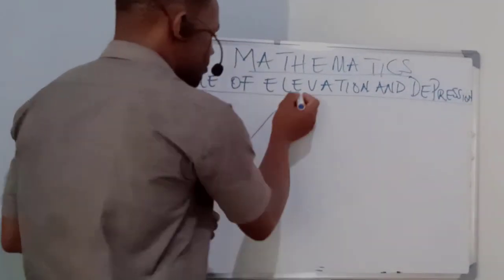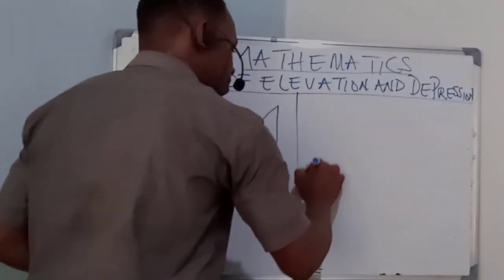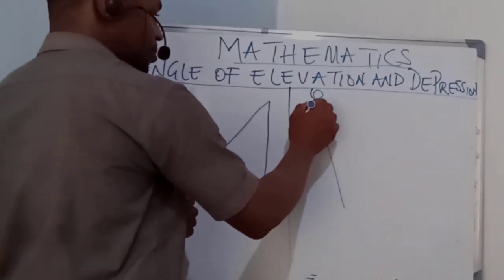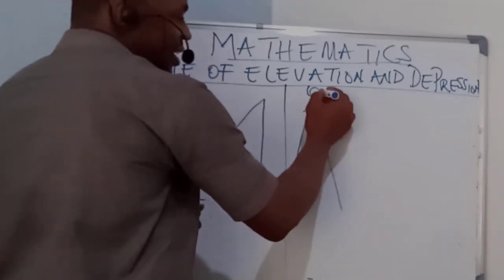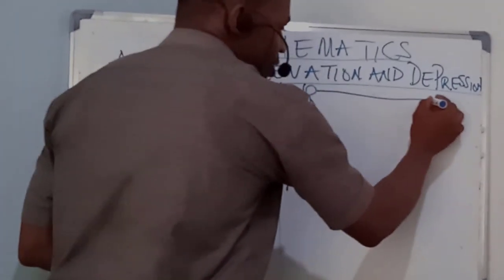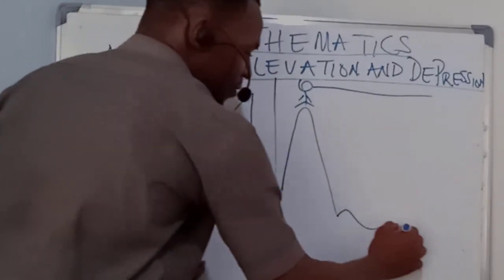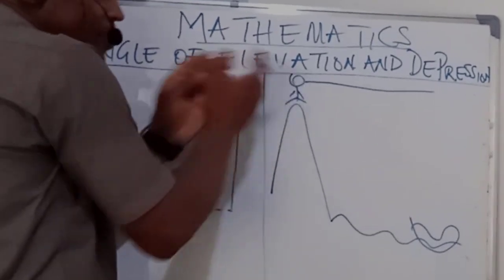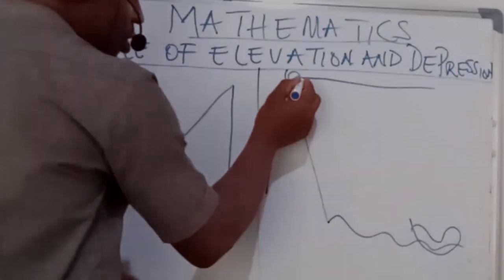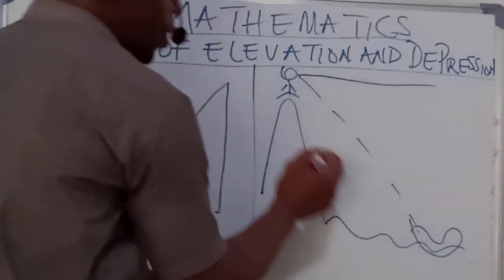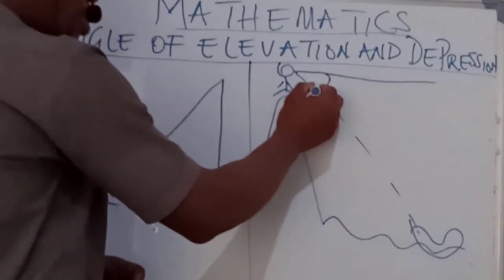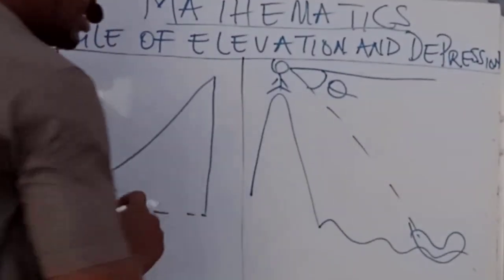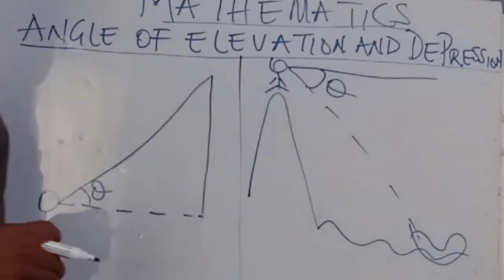On the other hand, if there's a mountain and there's someone standing here, this person standing on the mountain has a normal line of sight. If I have a sea that has a boat, and this man attempts to look down to the boat, he will have a new line of sight. An angle will be formed between his normal line of sight and the new line of sight. This angle here is called the angle of depression.